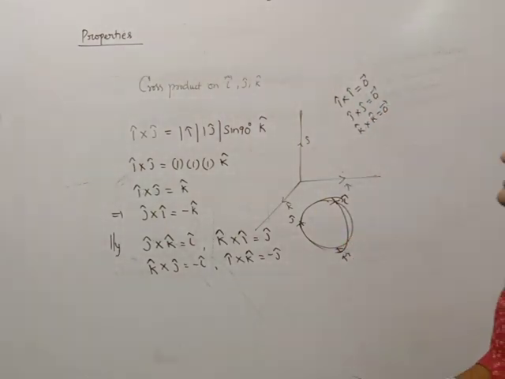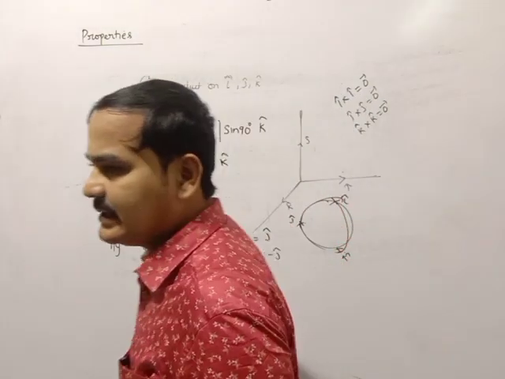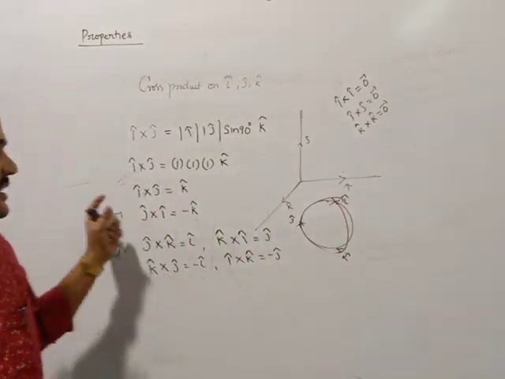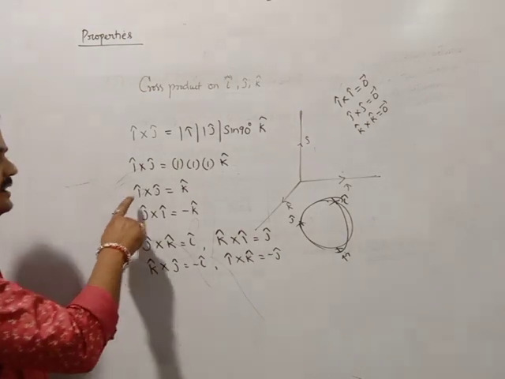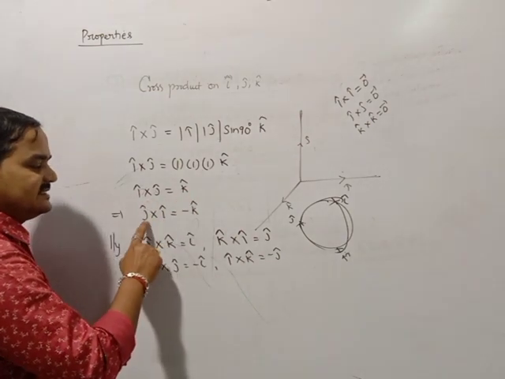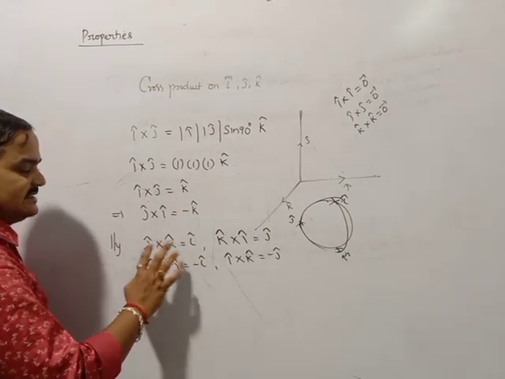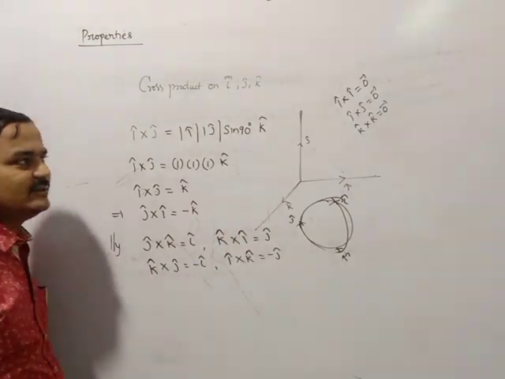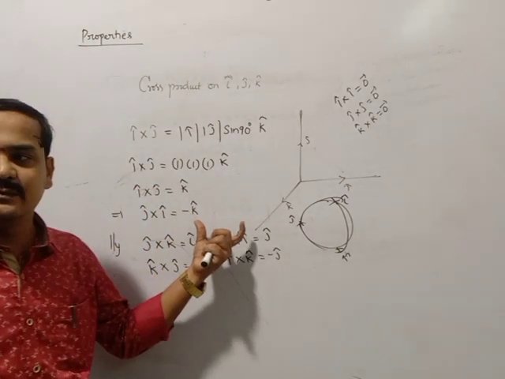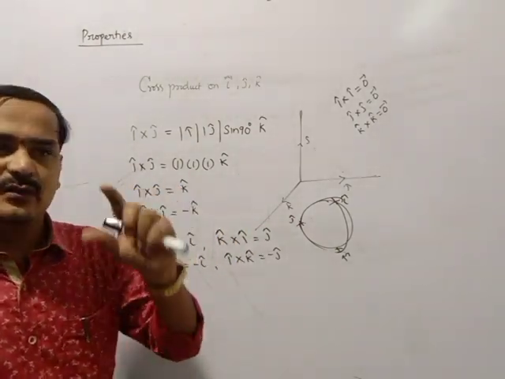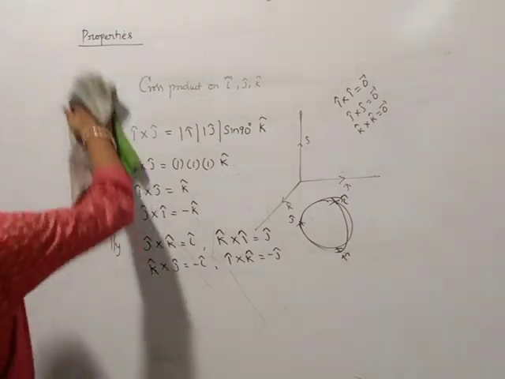That means components cross product on i bar, j bar, k bar. What is the formula? i j means k, j i means reverse, minus k, j k i cyclic order. You need to learn it. Why I am teaching this one is to introduce the formula for cross product.